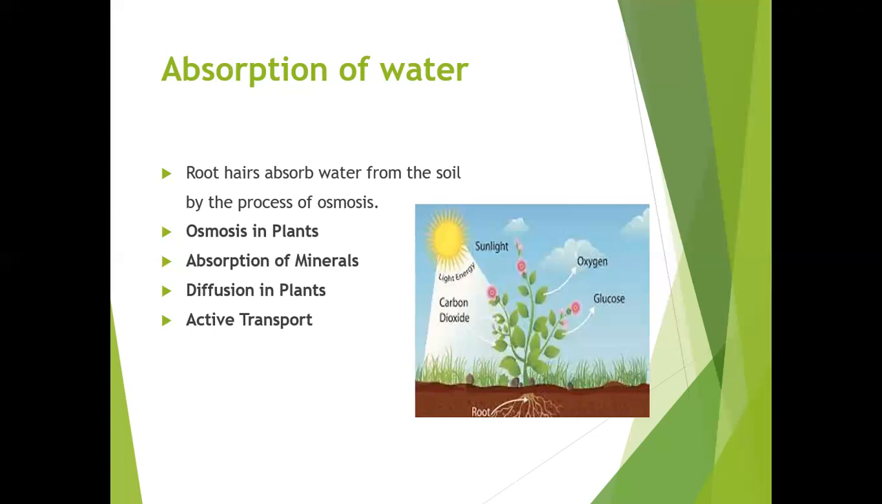Soil water moves into the root hairs by a simple process called diffusion. It is a process in which the molecules move from their higher concentration to their lower concentration.